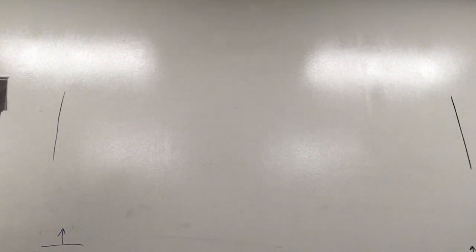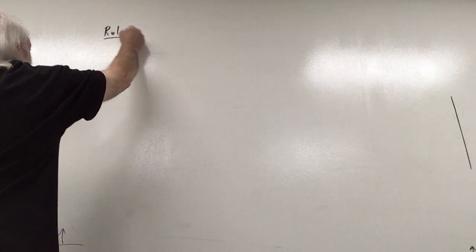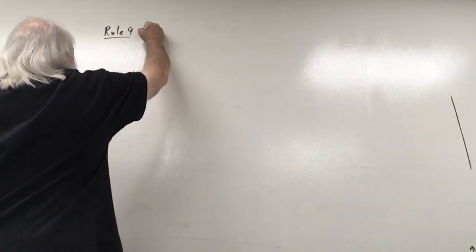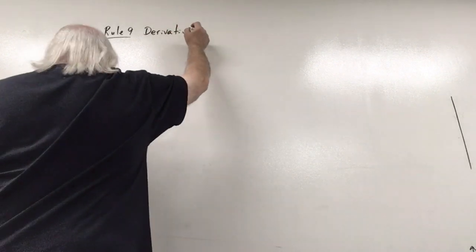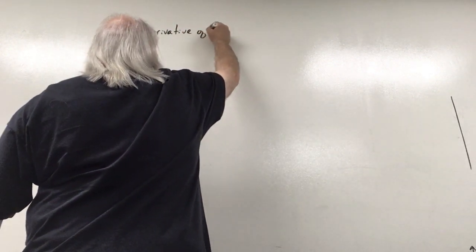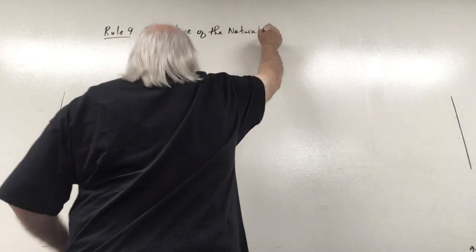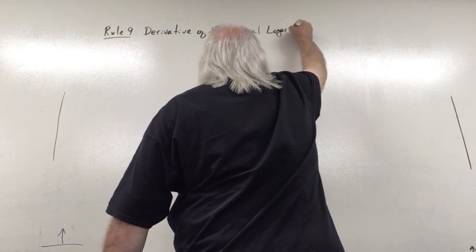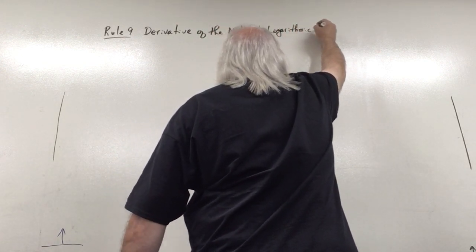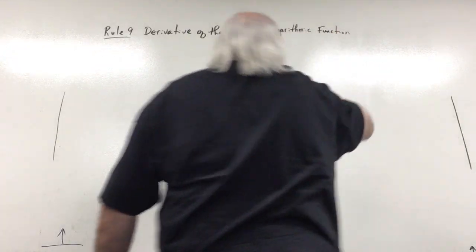So rule number 9 deals with the derivative of the natural logarithmic function.